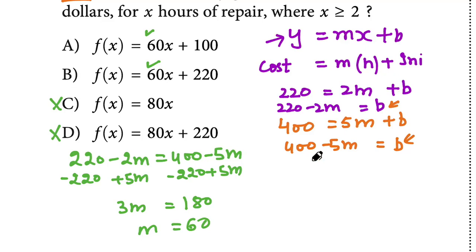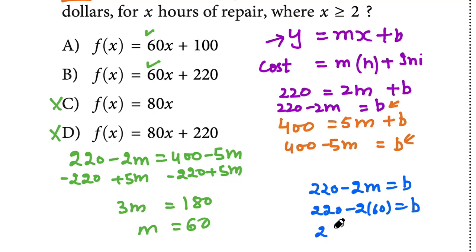Now I can select any of the equations. Let's say I'm selecting 220 minus 2M is equal to B. So 220 minus 2 times 60 is equal to B. So that is 220 minus 120 is equal to B. So B is equal to 100. So 60x plus 100. That is the correct answer.